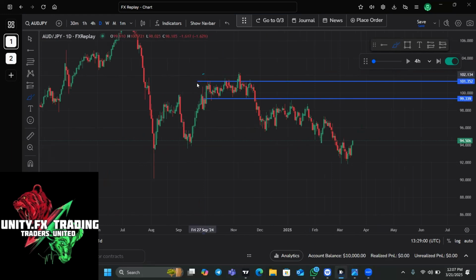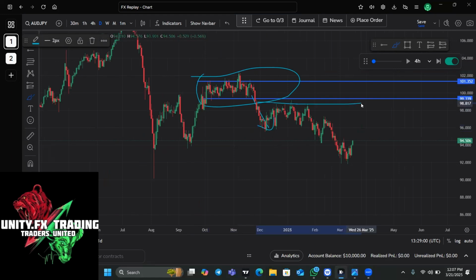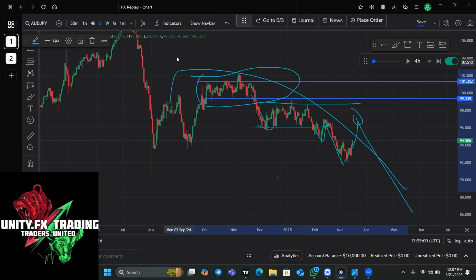Remember, we did mark this supply zone on the weekly, but what happened there? Price broke below the supply zone, forming another supply zone. And then price broke below, came back for a retest, and then it went down, breaking the supply zone. So basically, what we're looking for here is for price to come back here, and then from here we can sell. That's basically what we are looking for there.